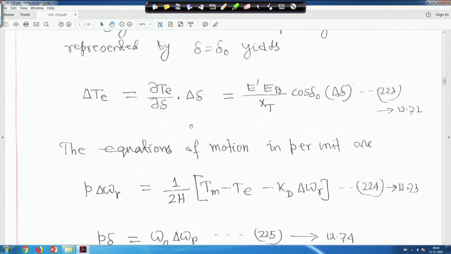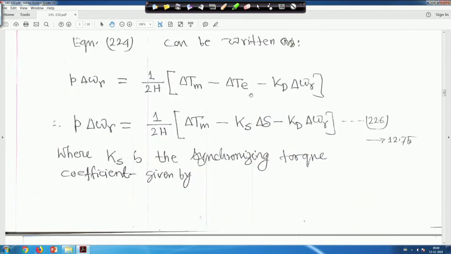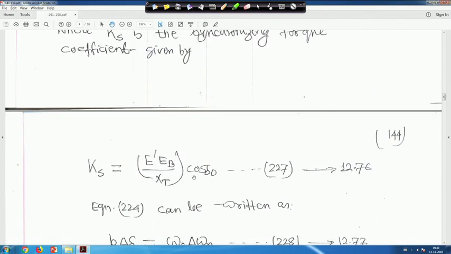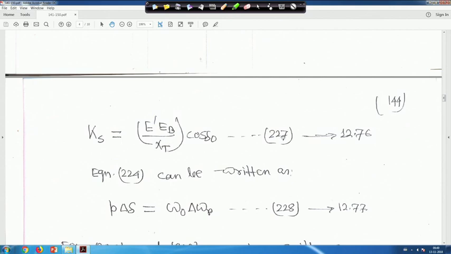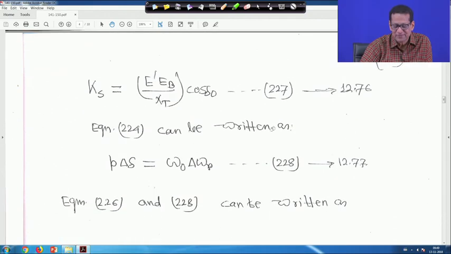Therefore, delta T e is K s delta delta, and minus K d into delta omega. This is equation 226. Forget about this one, it is for my own reference. Here K s is the synchronizing torque coefficient, and this K s, I told you, is nothing but E dash E b upon x t cos delta 0. This is equation 227. Now, equation 224 I told you can be written as p delta is equal to omega 0 delta omega, and again p delta delta will also be omega 0 delta omega. This I have already told you on the previous page, that is how equation 224 is coming.